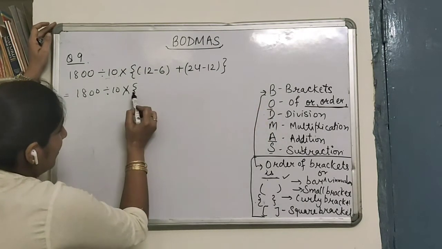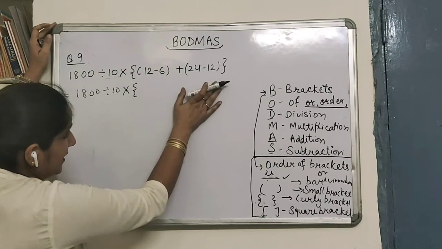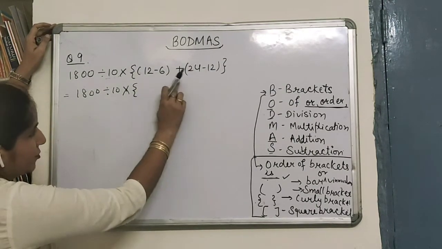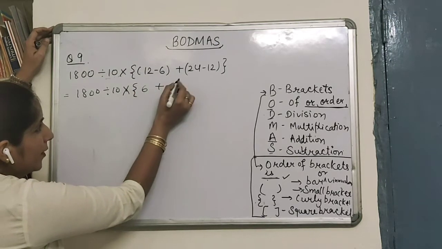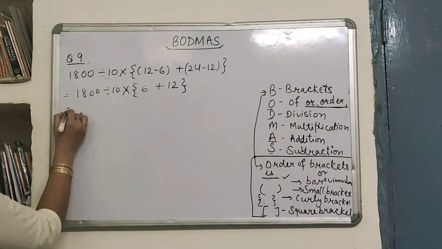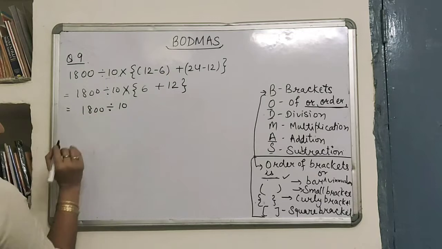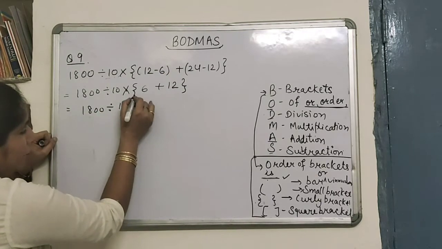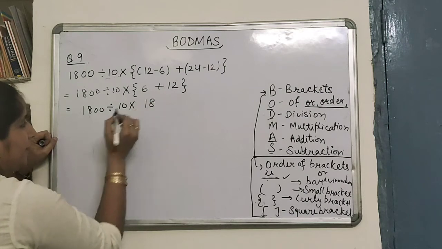But why have I not solved the curly bracket first? Because the small bracket is also present inside the curly. So first of all we solve the small bracket. 12 minus 6 is 6 only. 24 minus 12 is 12. Okay. Now 1800 divided by 10, keeping it the same, multiplied. Now solving the curly bracket, 12 plus 6, or 6 plus 12, becomes 18.